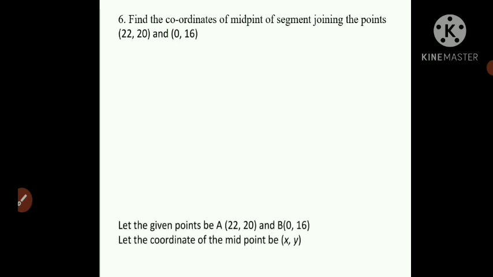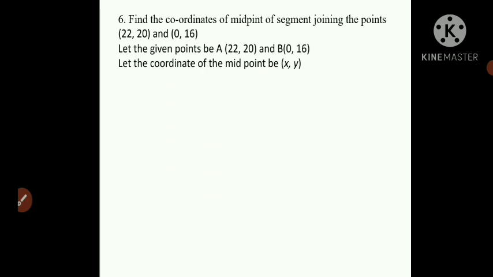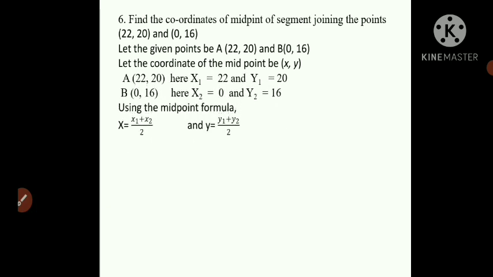Now we'll take one sum of midpoint formula. Find the coordinates of midpoint of segment joining the points 22, 20 and 0, 16. So here we'll use midpoint formula. Let the given points be, we'll assign a letter, A is 22, 20 and B is 0, 16, and let the coordinates of midpoint be x, y. So here A is 22, 20, that means x1 is 22 and y1 is 20.